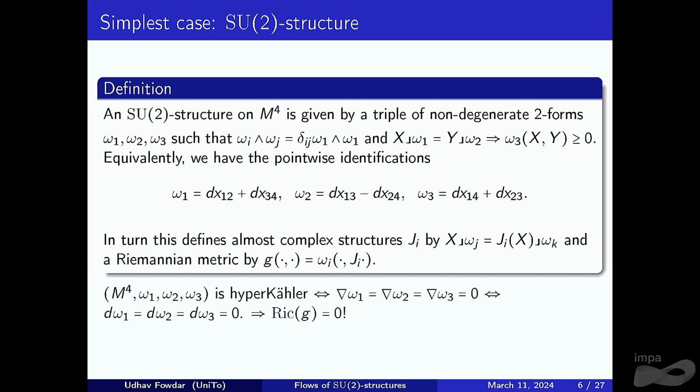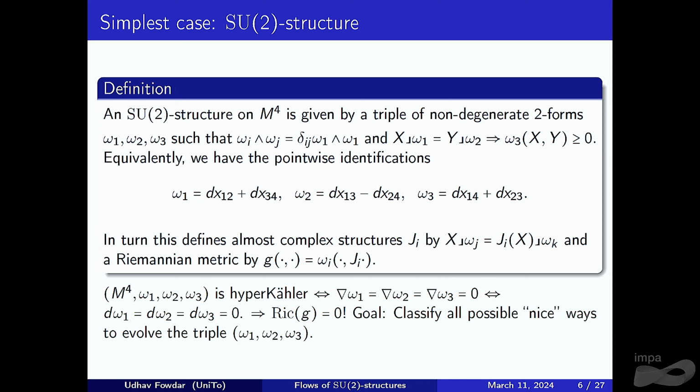Okay, and this set of data is called a hyperkähler manifold if the 2 forms are covariantly constant, or equivalently if they're all closed, in which case the metric is Ricci flat. And what we'd like to do is find nice ways to evolve the triple. That's our goal in this talk.